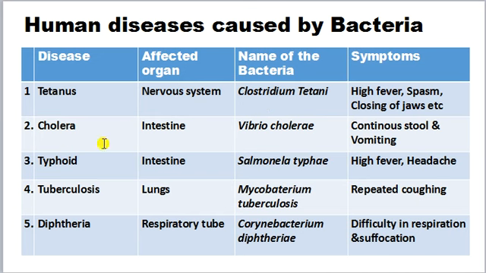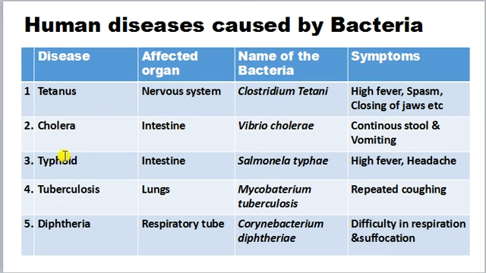Now the second one is cholera. Cholera is caused by Vibrio cholerae. It is a bacterial disease that causes severe diarrhea and dehydration. Usually it is spread by water if we drink contaminated water, and this is the main cause of cholera in small kids. It affects your intestine, and continuous stool and vomiting occur due to Vibrio cholerae. This is a bacteria. So this is all about cholera.